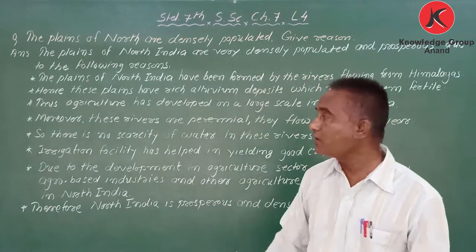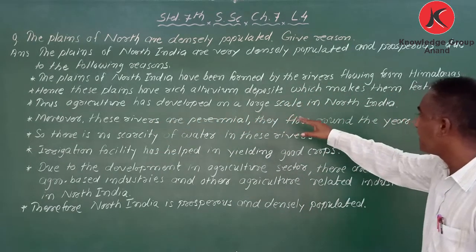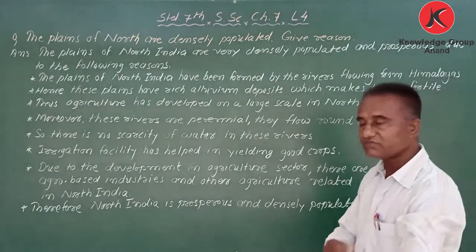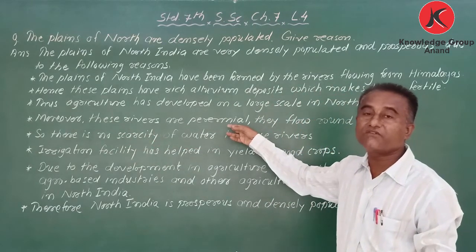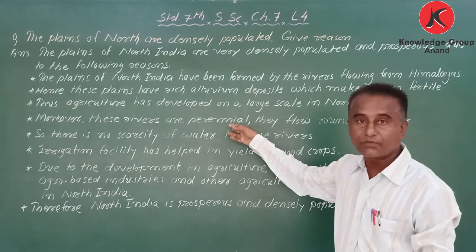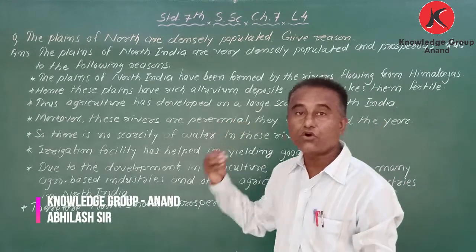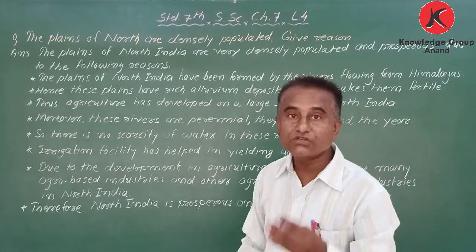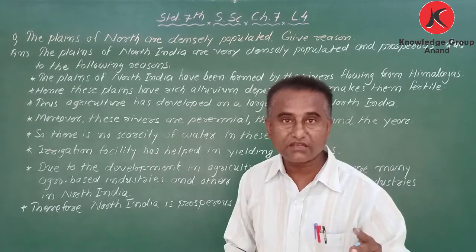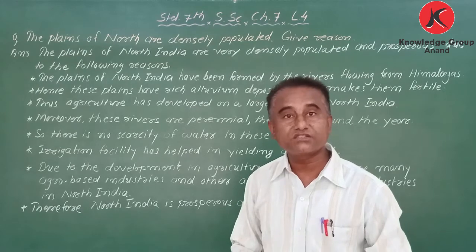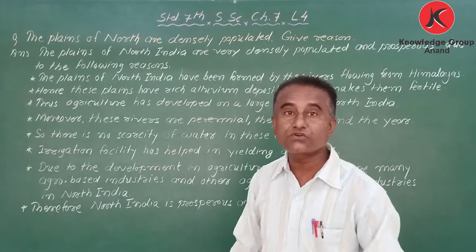When land is fertile, automatically agriculture is developed. Thus, agriculture has developed on a large scale in North India. Next point: moreover, these rivers are perennial. Perennial means they never dry. Some rivers become dry in the hot season, but here it is not like that. In the hot season also they are flooded. Why? Because the Himalaya is made of ice, and due to the heat, the ice melts. That is why in summer also they have plenty of water. In the rainy season they have water, but in the hot season also they have good water.